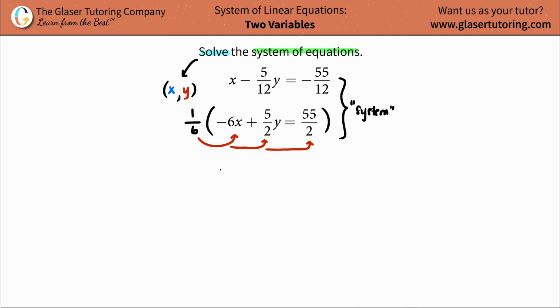So we have x minus 5/12, and that's the y value, equals negative 55 over 12.